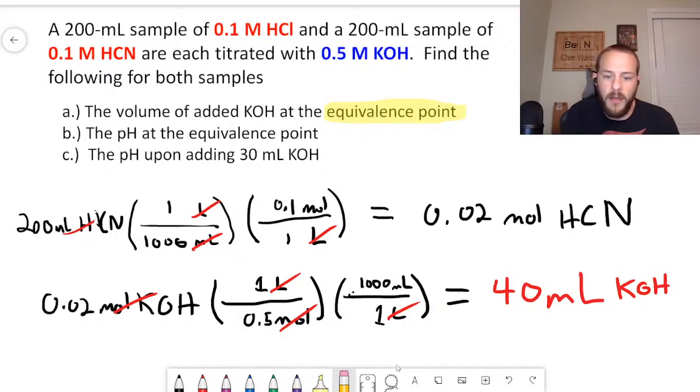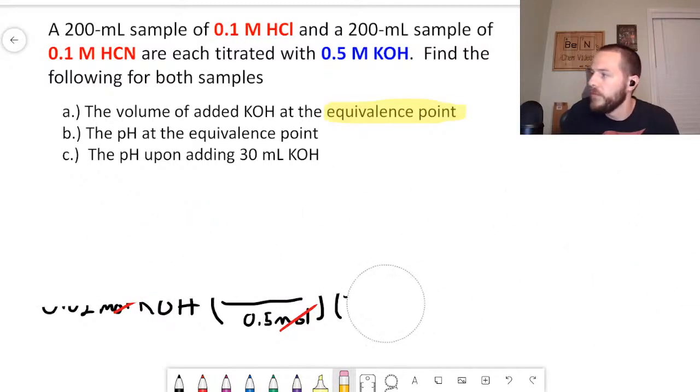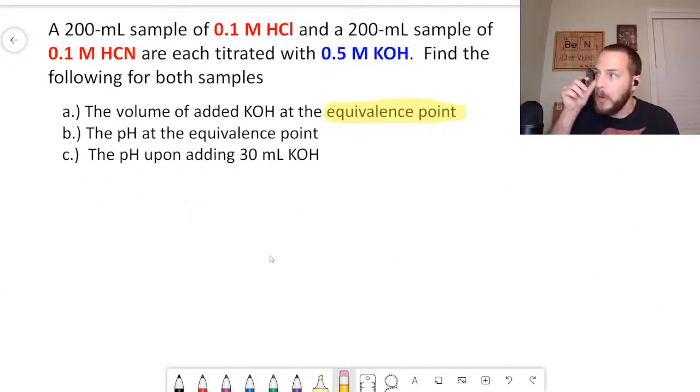So let's go ahead and actually, I'll just erase all of this. We'll just start over, fresh, clean slate. So we have B. Let's move on to B. It says the pH at the equivalence point. Now, again, we're going to calculate this for two different samples, one for the HCl sample and one for the HCN sample. Let's start with the HCl.